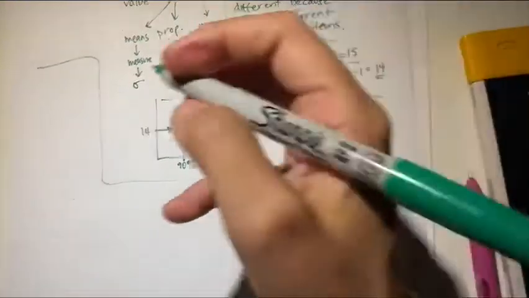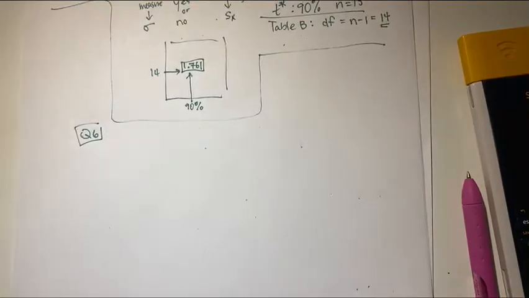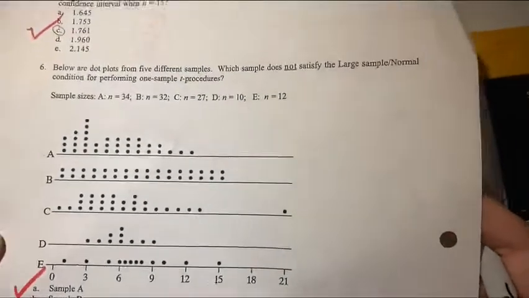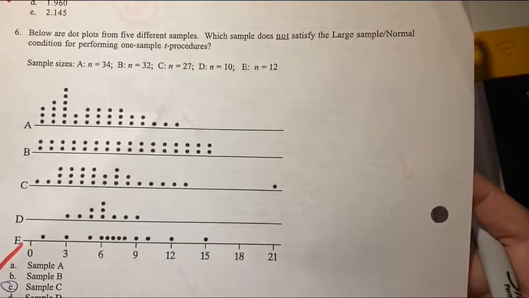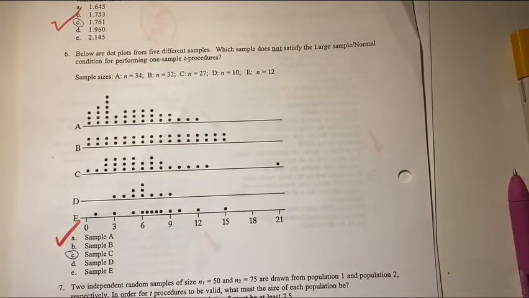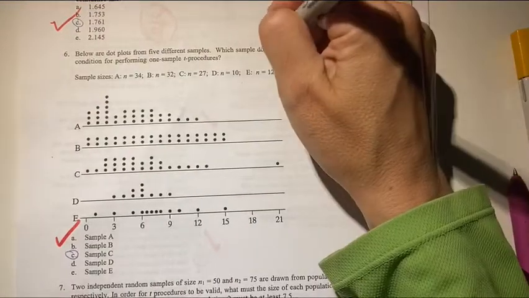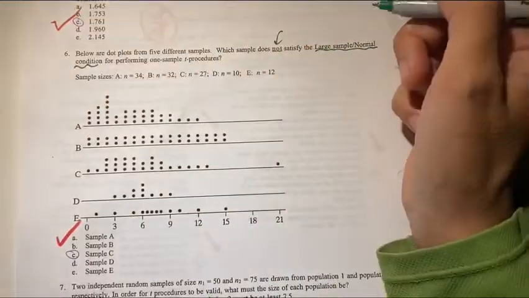Question number 6. It states, below are dot plots from 5 different samples. Okay, this is something we've been really working on. I think it's definitely a good topic here. Which does not satisfy large sample normal conditions?